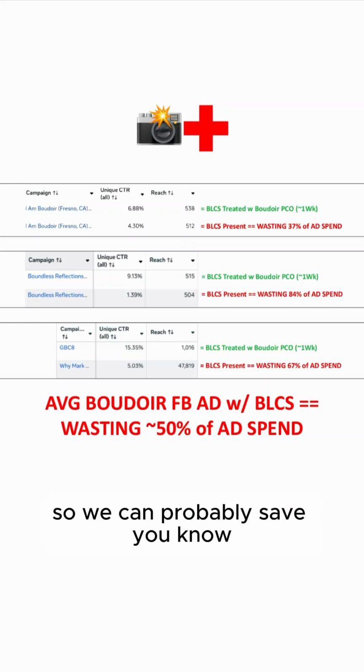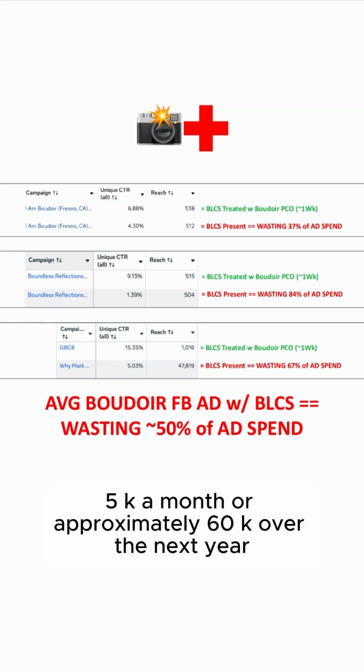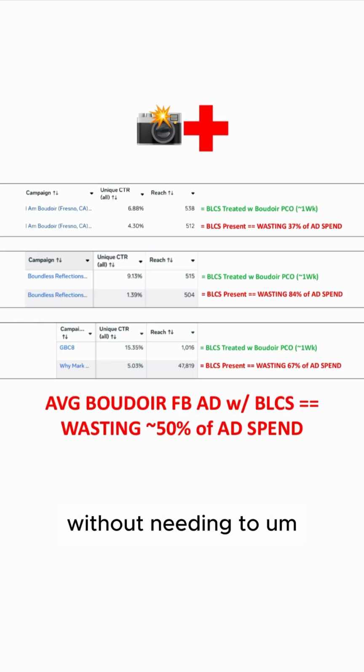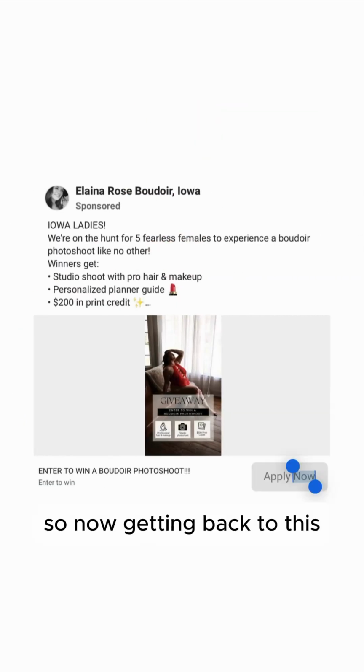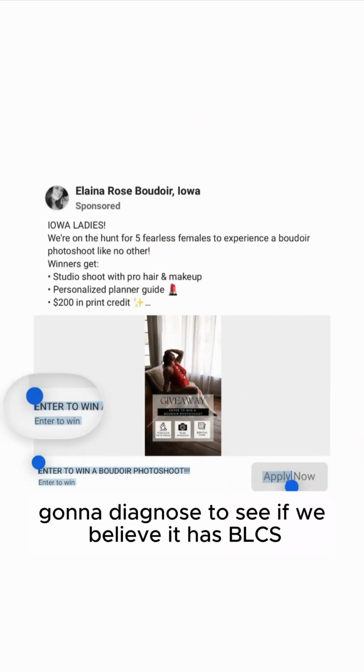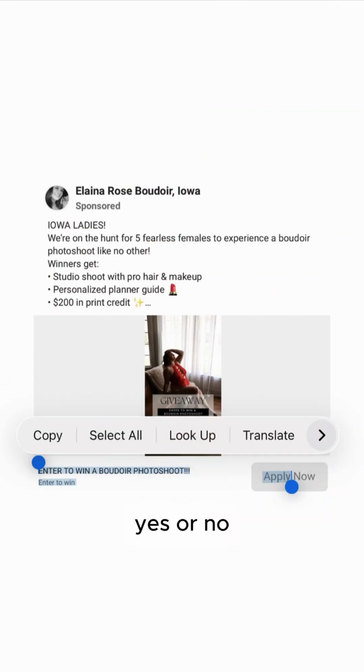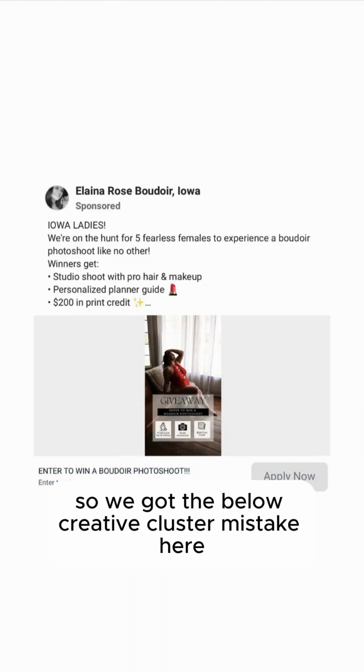So we can probably save 5K a month, or approximately 60K over the next year. Now getting back to this, we're going to diagnose to see if we believe it has BLCS, yes or no. So we've got the below creative cluster mistake here.